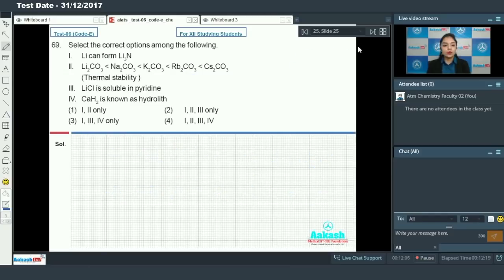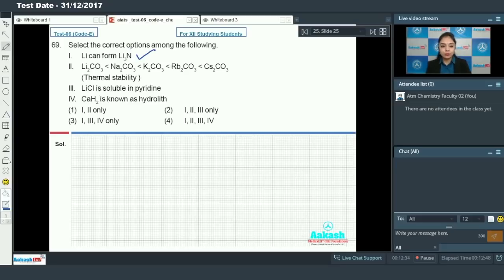So moving on to the next one, you have question number 69. In this case, we have to find out the correct options among the following. So in the first case, we have lithium can form lithium nitride. The only alkali metal which can form nitride by combining with nitrogen at high temperature is lithium. So this is the correct statement.